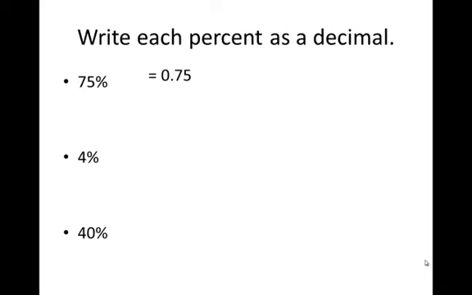4% is a little bit trickier because we have to move it over twice, so it won't be 0.4, it'd be 0.04. It'd be moved over twice. And 40% would just be moved over once and become 0.4. Notice the difference between 4% and 40%. This got moved 1, 2, and this just got moved 1, 2, but it lands in a different spot. They're two completely different answers.